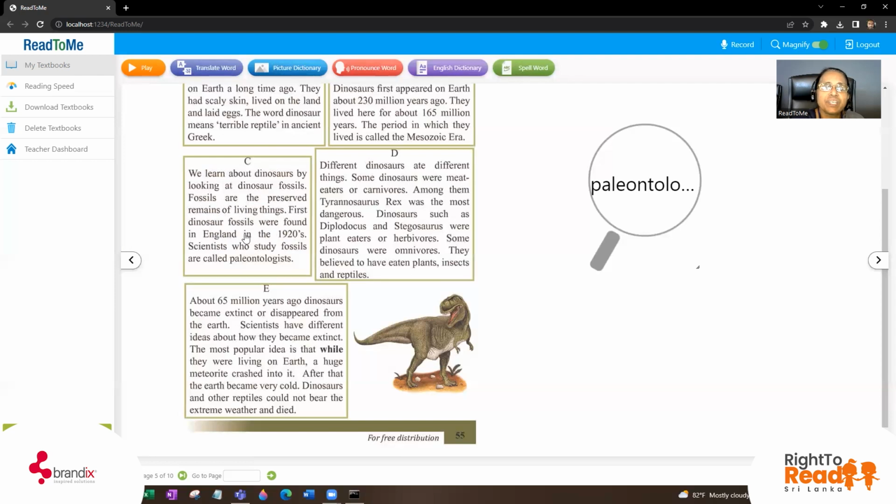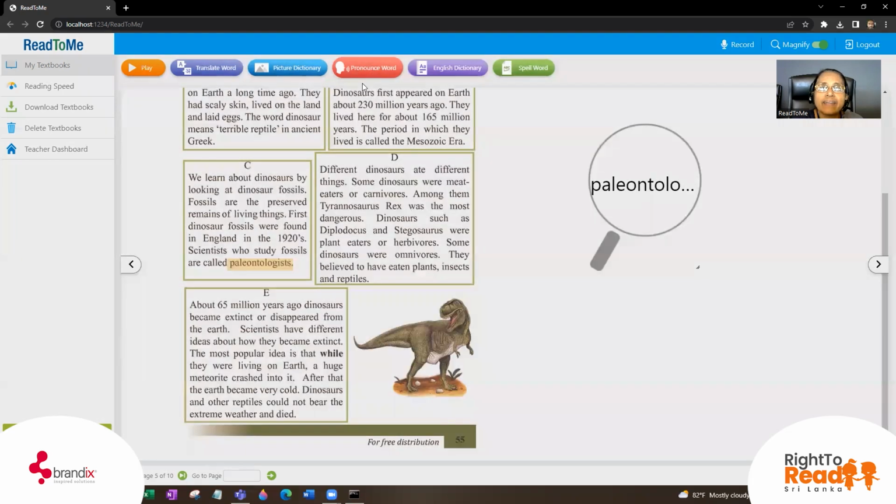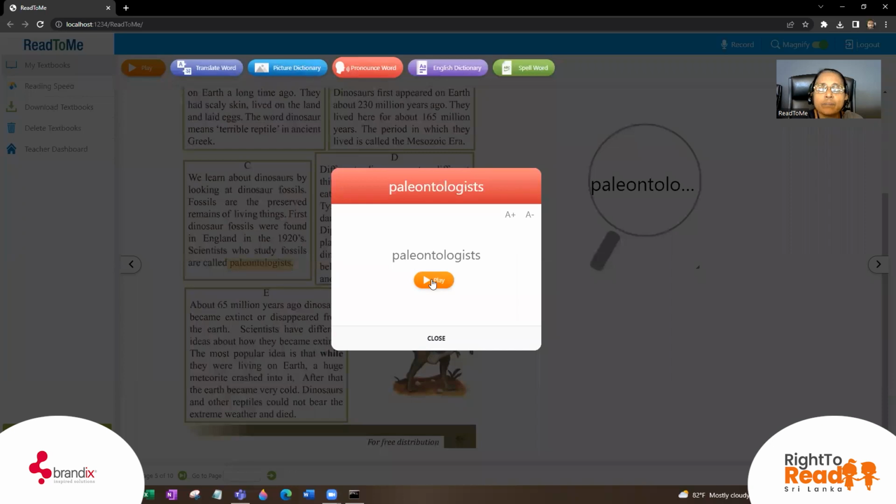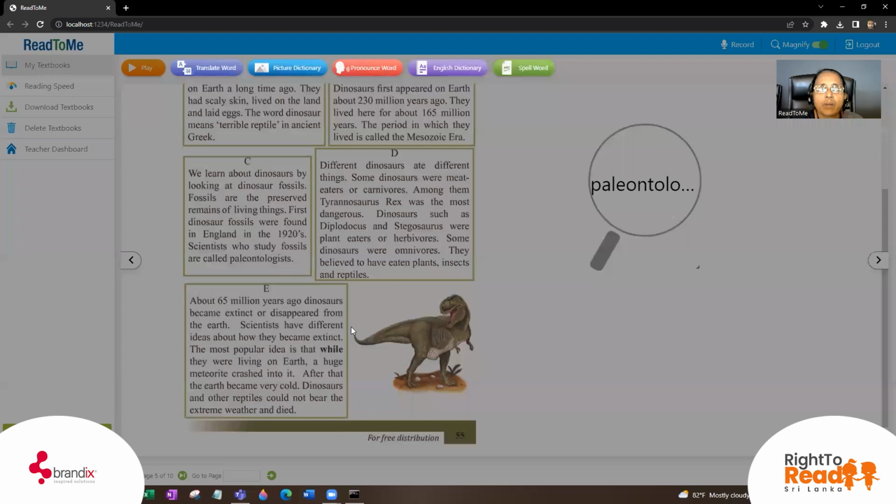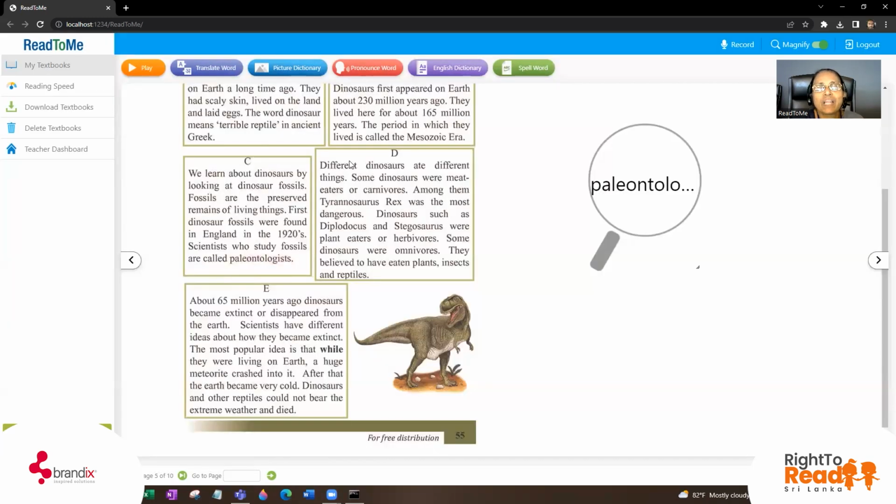In which year? 1920s. Then who learned about these fossils? Scientists study fossils. Who are the scientists who study fossils? Paleontologists. They are the scientists who study about fossils. Now, shall we read caption number D?